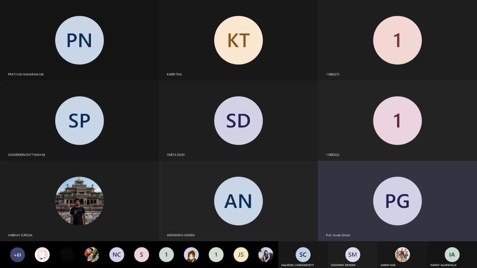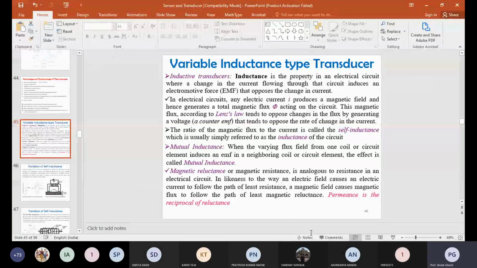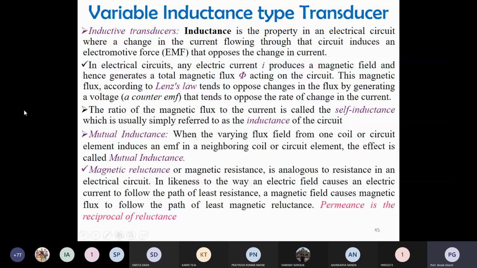So today I'm going to discuss variable inductance type transducers, and not only variable inductance type, I'll also discuss some capacitive type transducers. In my last two classes, on sensors and transducers, I think all of you were able to understand the motivations for using different sensor circuits and transducer circuits and their applications.